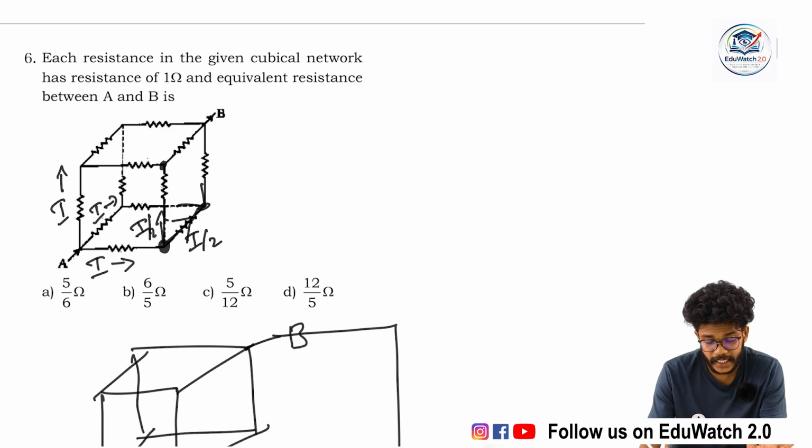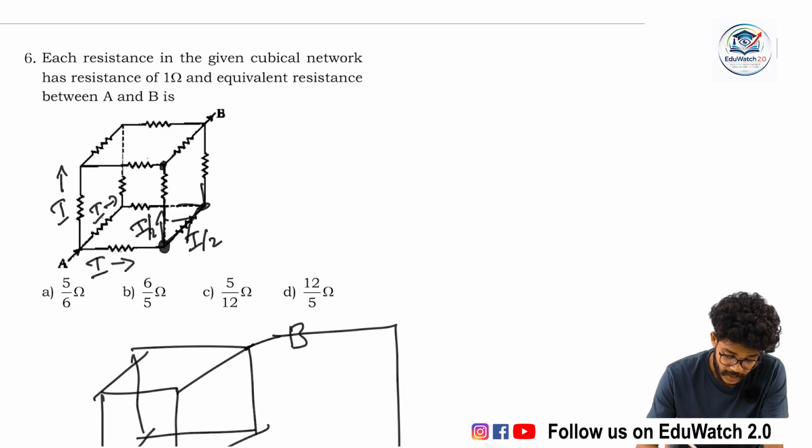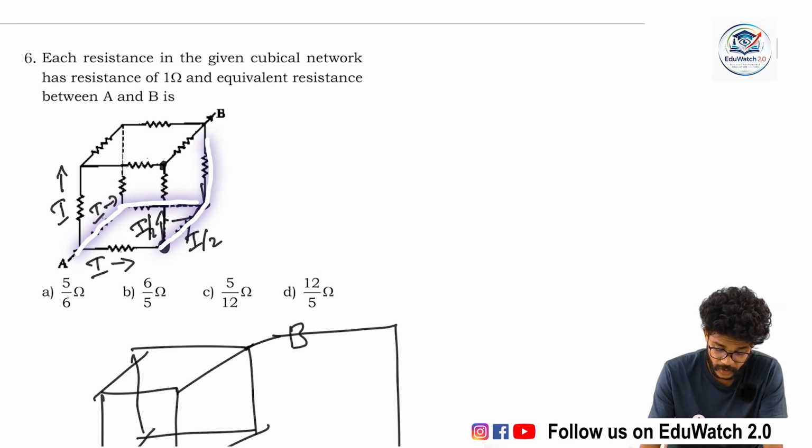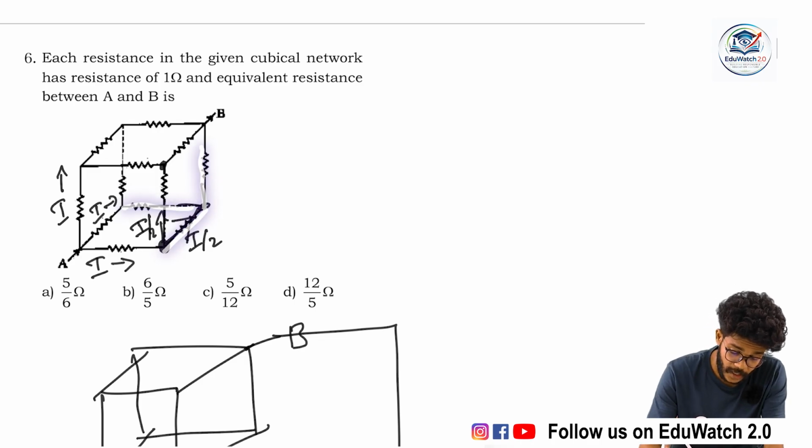That means identical in nature. But the current coming from this is also coming from here, so the current only wants to go to here. The current from here will be I by 2, and the current coming from this is I by 2. So the total current coming from here is I. So I marked the current here as I by 2.